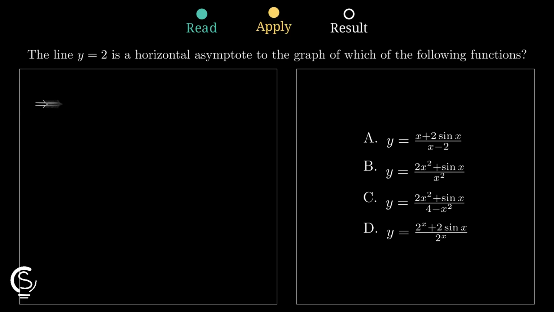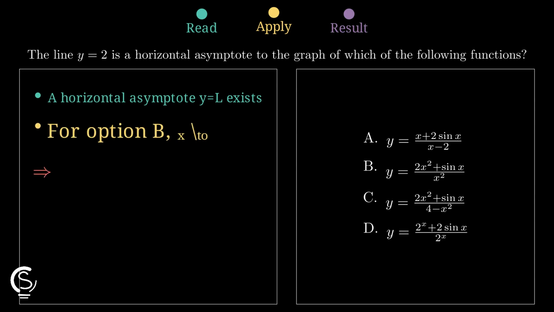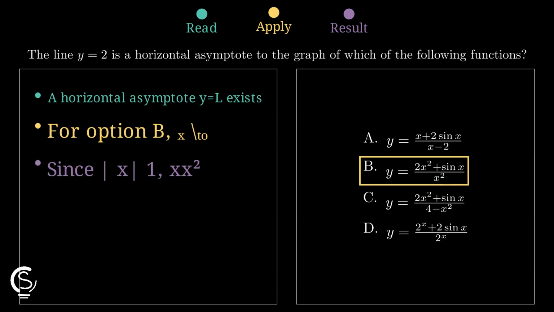Check option B, y equals quantity 2x squared plus sine x over x squared, which rewrites as 2 plus sine x over x squared, and that simplification makes everything clear. Since sine x always stays between -1 and 1, sine x over x squared goes to 0, so the whole expression approaches 2.